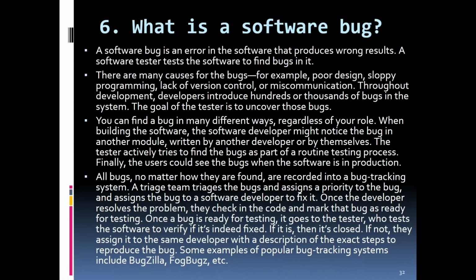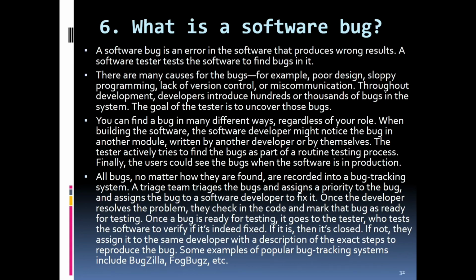For example, poor design, sloppy programming, lack of version control, or misconception. Throughout development, developers introduce hundreds or thousands of bugs into the system. The goal of the tester is to uncover those bugs. You can find a bug in many different ways regardless of your role.